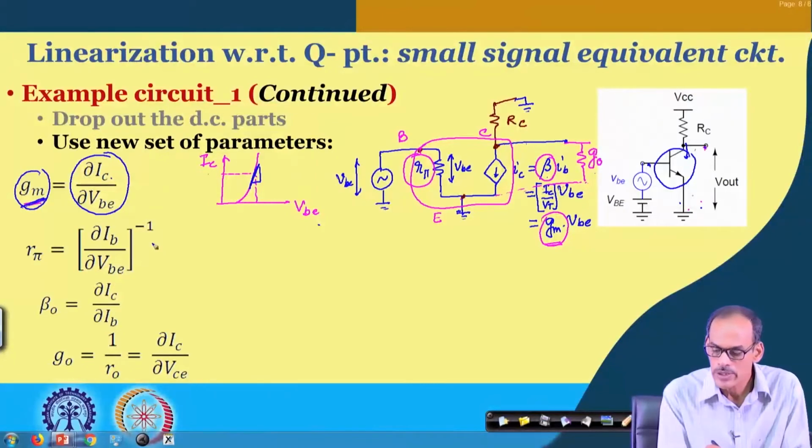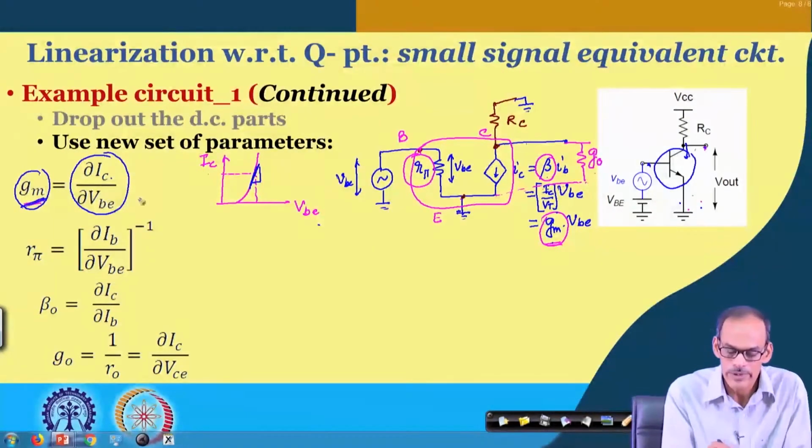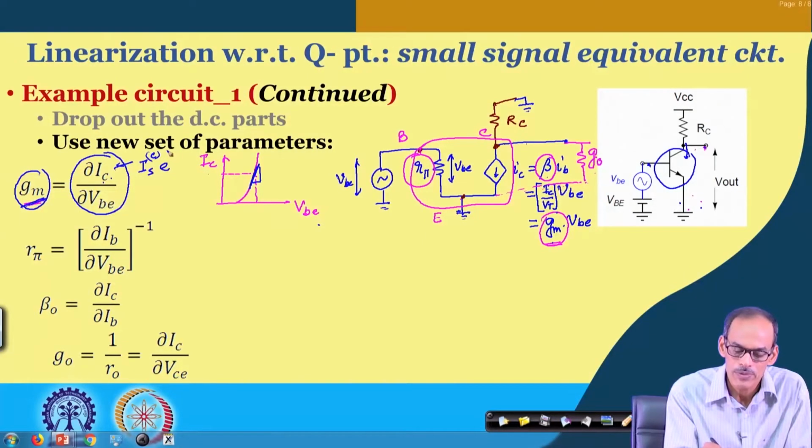And we already have, in a different way, obtained this gm expression of the gm: it is capital IC divided by VT. In fact, if you use the expression of this IC in the form of IS e to the power VBE by VT, and then take the first derivative of this expression, what you will get is IC divided by VT.